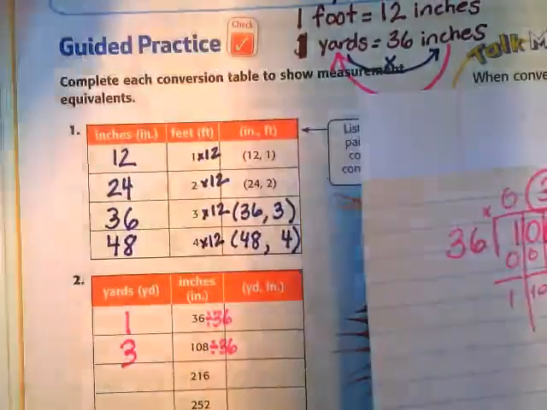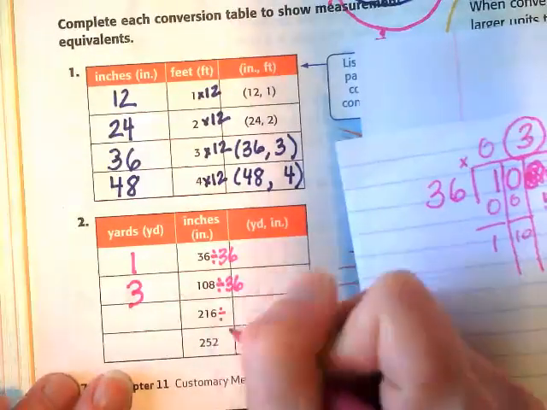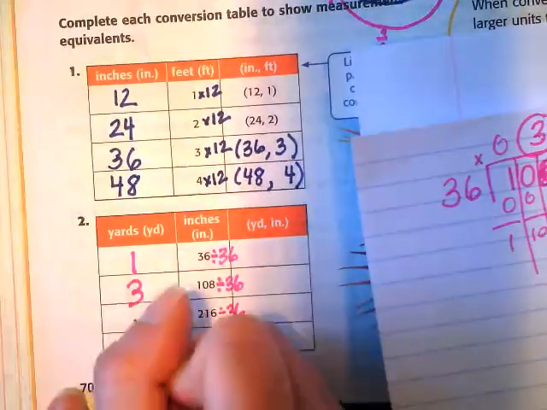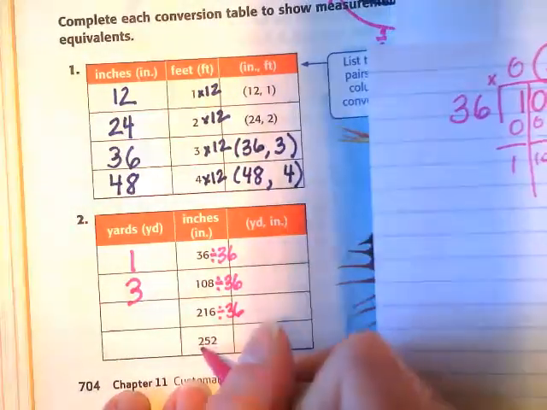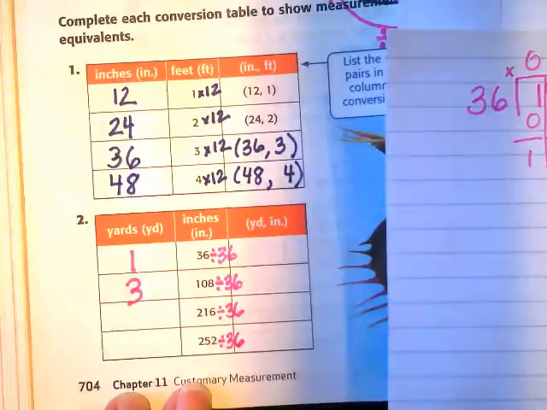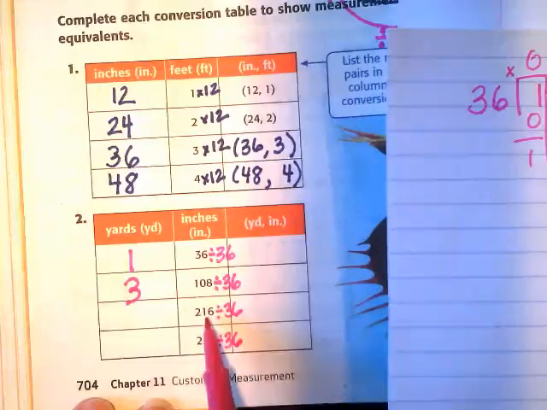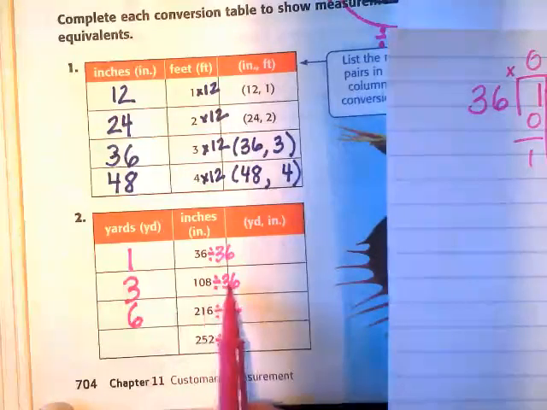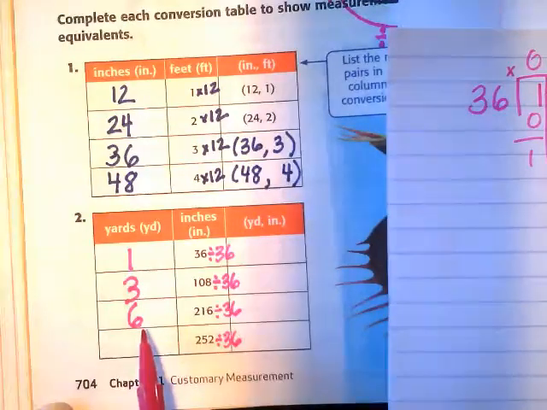I would do the exact same thing here. 216 divided by 36 to get my answer. And then the last one I would do, I would say 252 divided by 36 to get my answer. I'll tell you a trick here. I automatically know that this one's going to be 6. Do you guys see how I know that? Because I know that 108 divided by 36 is 3, and this is twice as much. So I know that it's going to be 6.